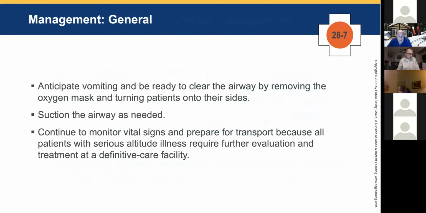Okay, remember this, they may be nauseous. Anticipate vomiting. So be ready to remove the oxygen mask and turn the patient on their side. We've got the suctioners. I've never had it happen, but it can.